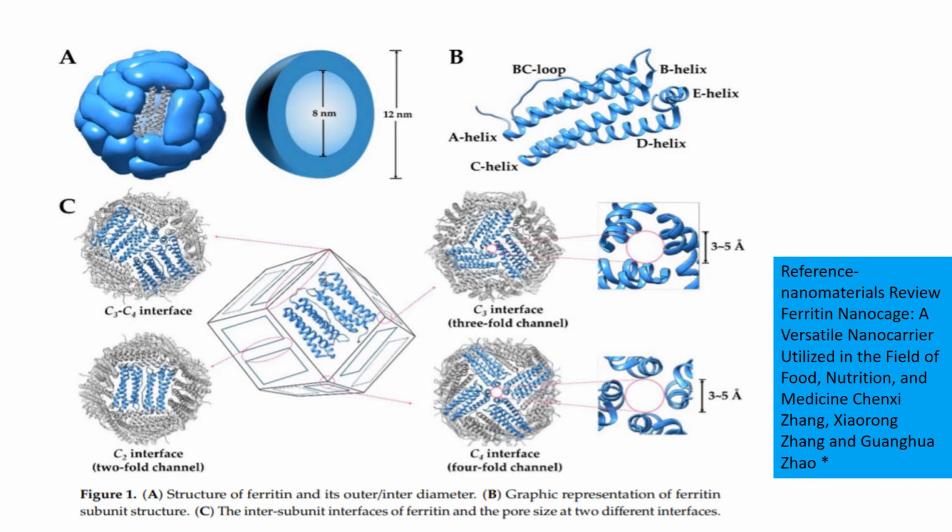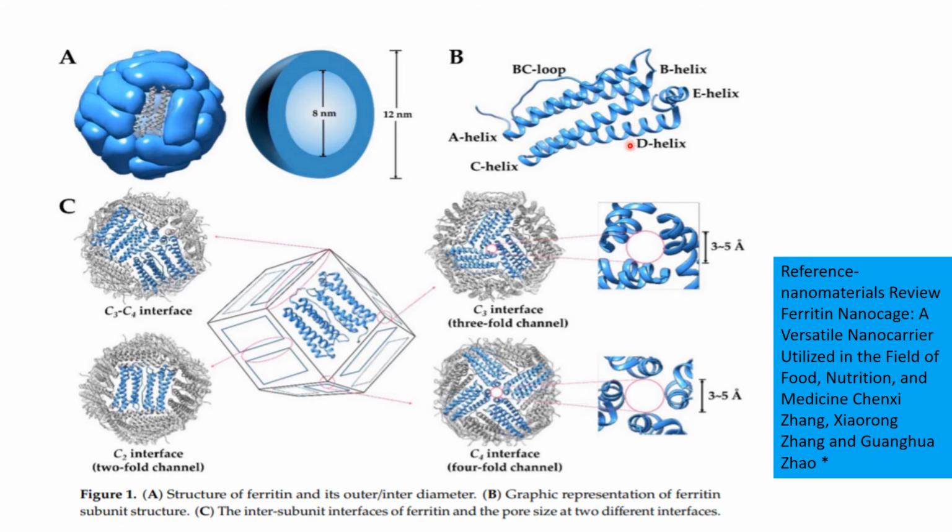Here you can see the structure of ferritin and its outer and inner diameter. That is, 12 nanometers is its outer diameter and 8 nanometers is the inner diameter. This is the graphic representation B, the graphic representation of the ferritin subunit structure. We know there are 24 subunits and some more helices.